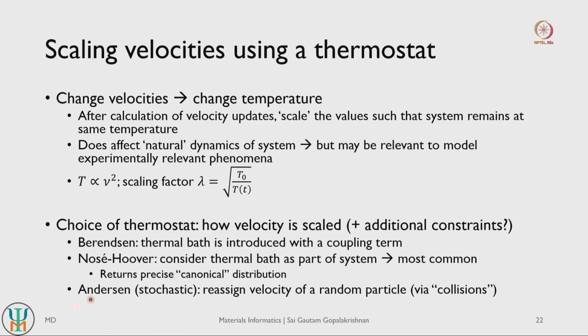And the other thermostat that is quite common is the Andersen thermostat. It uses a stochastic process. So the velocities of individual particles are randomly reassigned, and the way the reassigning happens is similar to the assumption that the particles undergo some kind of collision. So, if the particle actually collides, how will the velocity of that particle be reassigned? So it takes into account some kind of fictitious collisions and it chooses particles at random to reassign velocity.